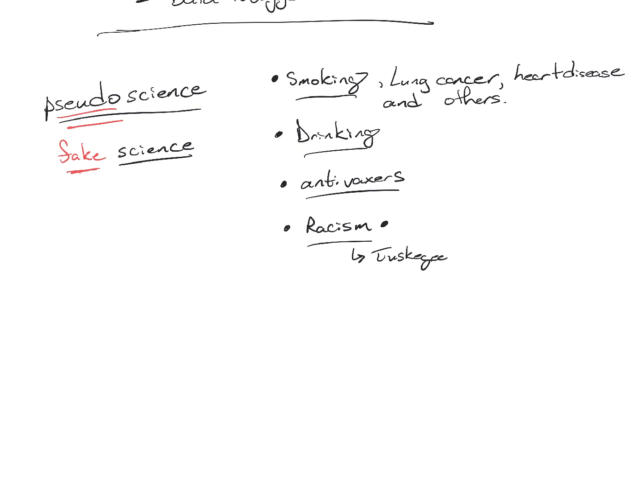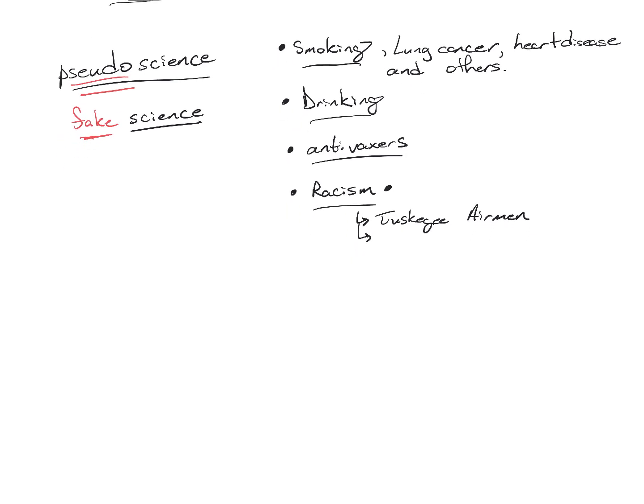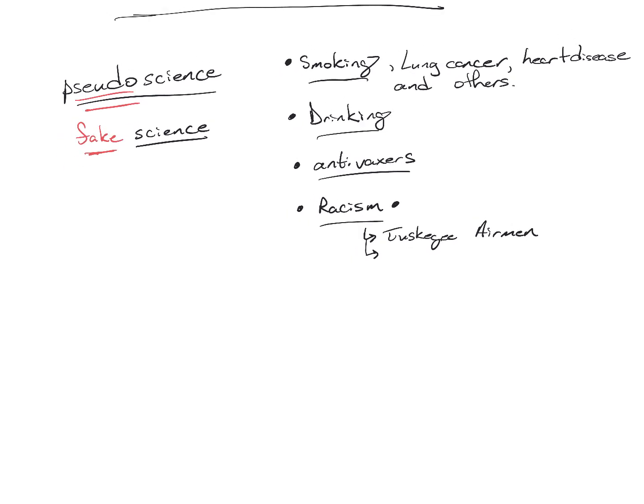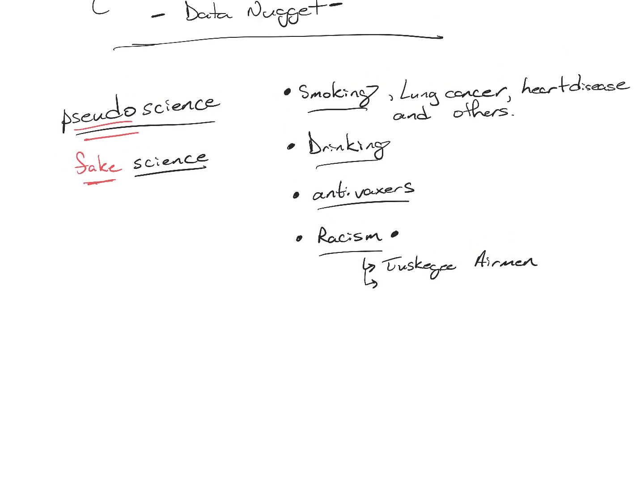I'm sure I'm misspelling Tuskegee. I apologize. The Tuskegee Airmen is a good example. Yeah. What does the third bullet point say? Anti-vaxxers. Let's just leave the Tuskegee Airmen as an example.